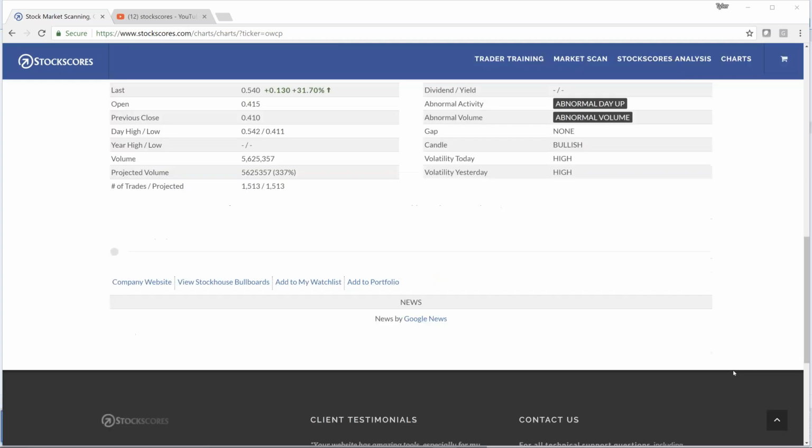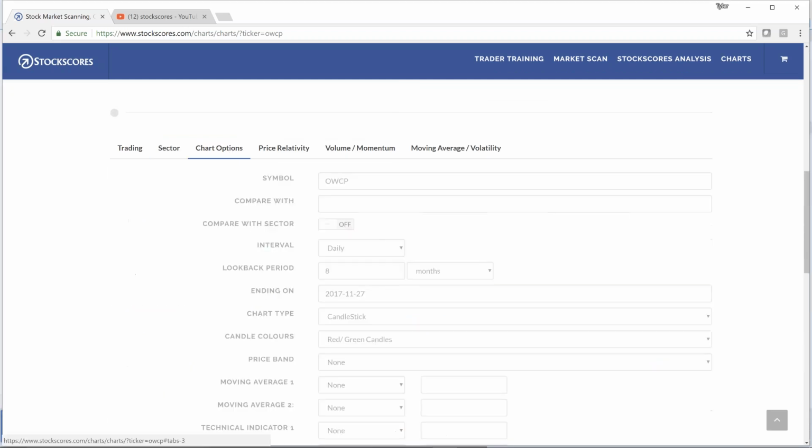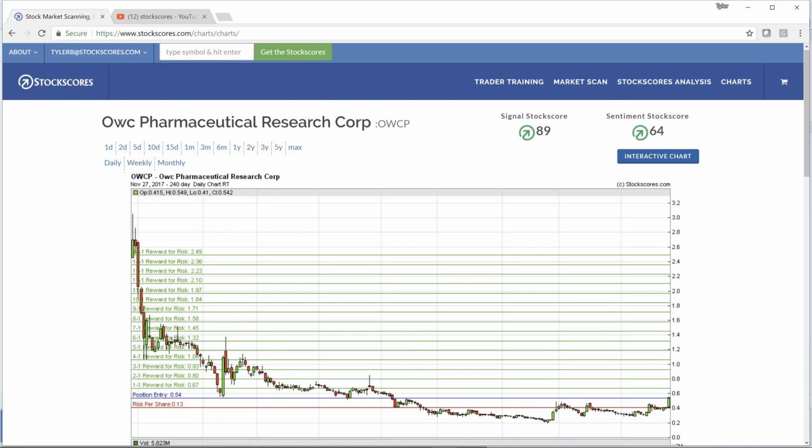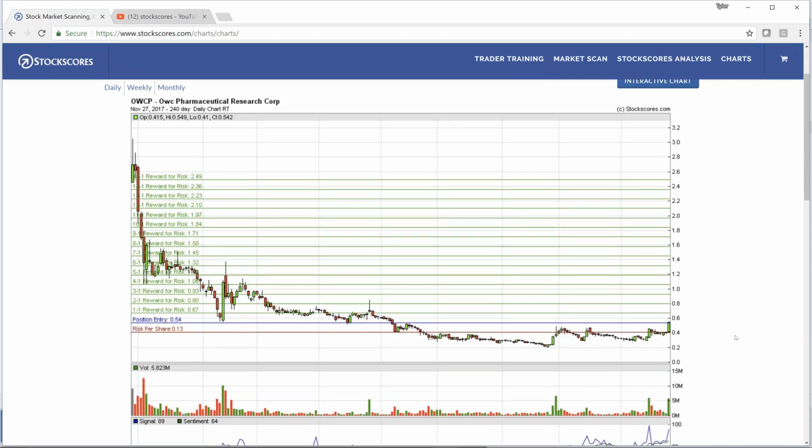So I go down to the bottom, go to the chart tab, and risk reward entry price 0.54, stop loss price 0.41. That's not really the stop loss, that's support. We can use a combination of that for our support. So in other words, I might go minus 2 RR rather than minus 1 RR on this one, or minus 1.3. So that's how you should draw your RR lines.